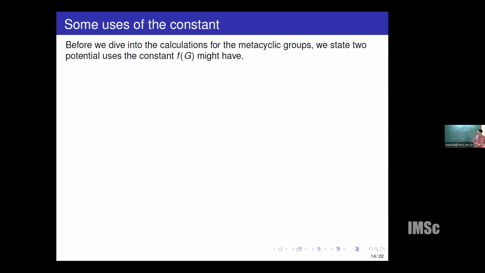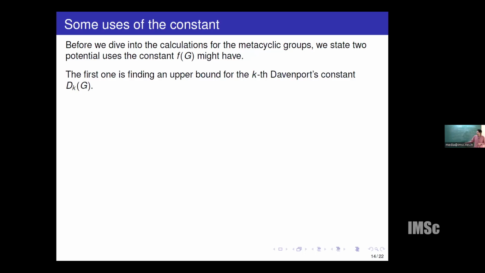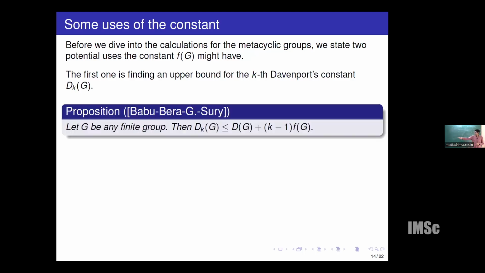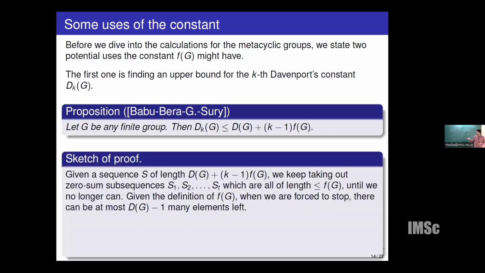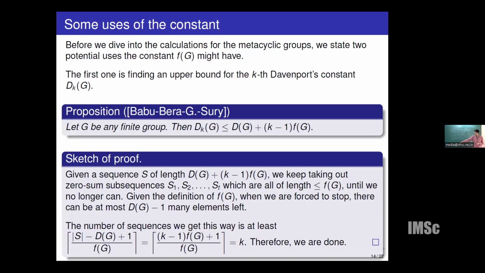And now we'll talk about metacyclic groups, but before that I would state two potential uses of this constant Fg. One would be bounding the k-th Davenport's constant. So we know that Dkg is less than or equal to k times Dg, but we can show that it is actually less than or equal to Dg plus k minus 1 times Fg. The way we do it is take some sequence of this length and keep taking out zero sum sequences whose length is capped by Fg. We can do that unless we have Dg minus 1 many elements left, and we can see that we will get at least k many sequences, and therefore we are done.